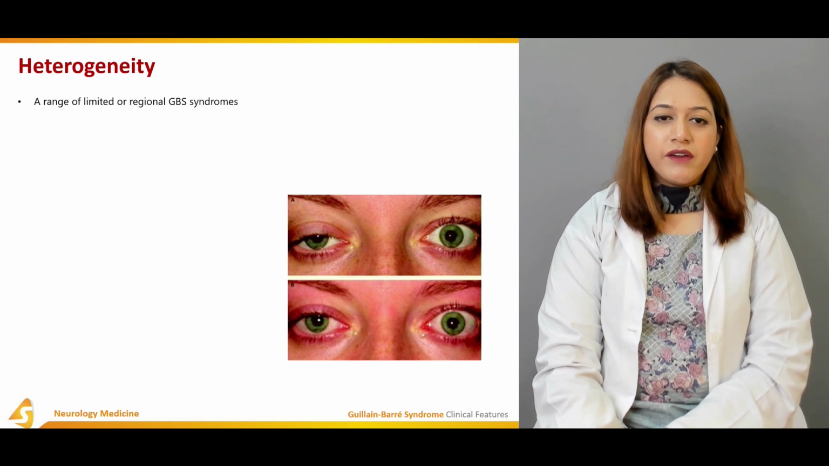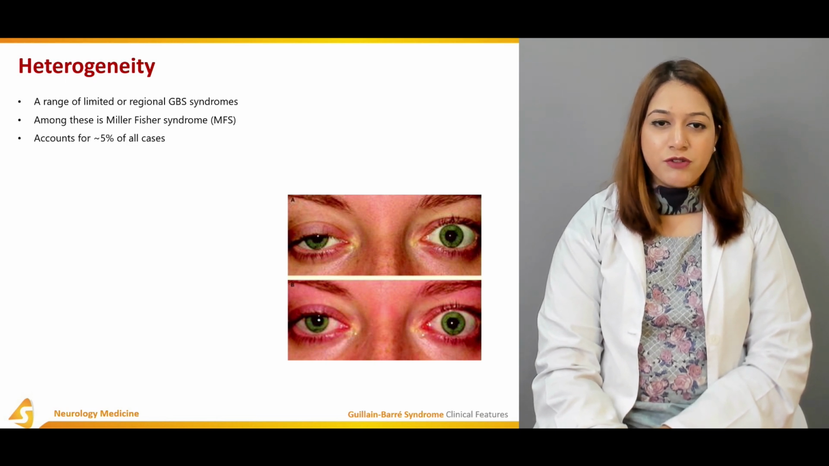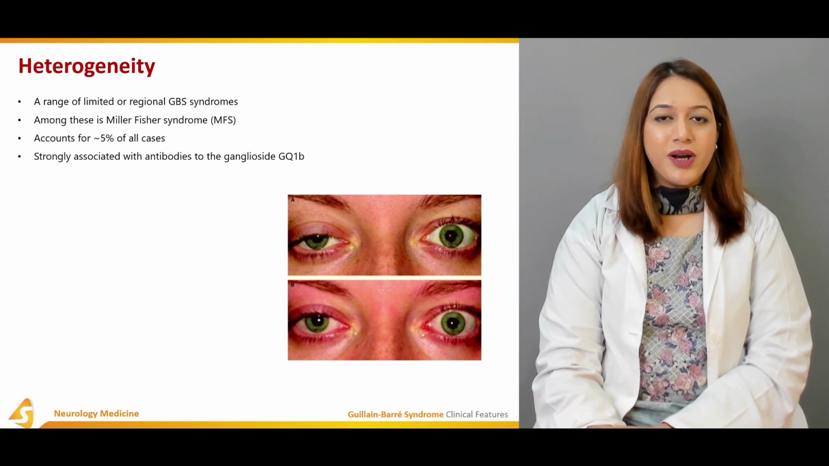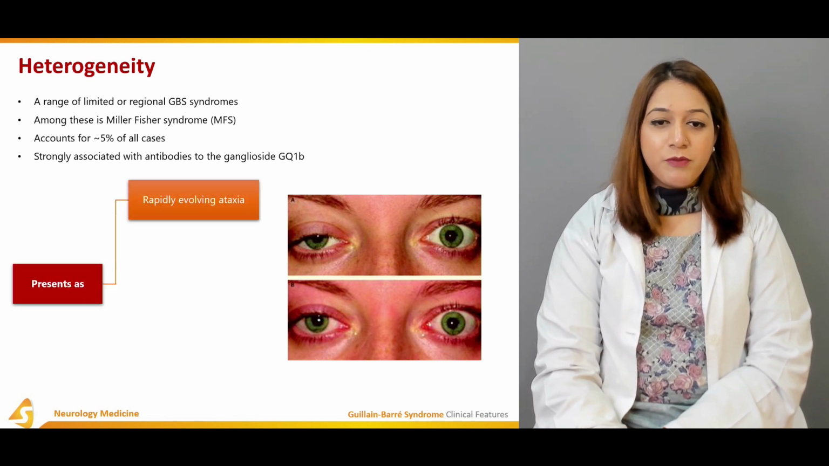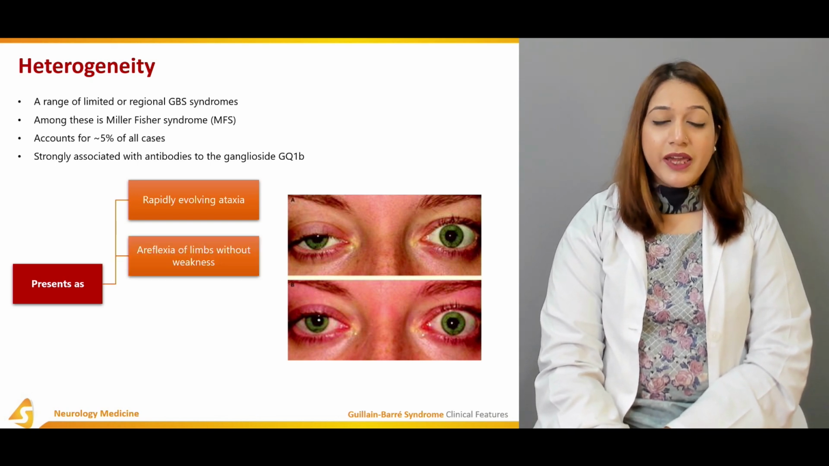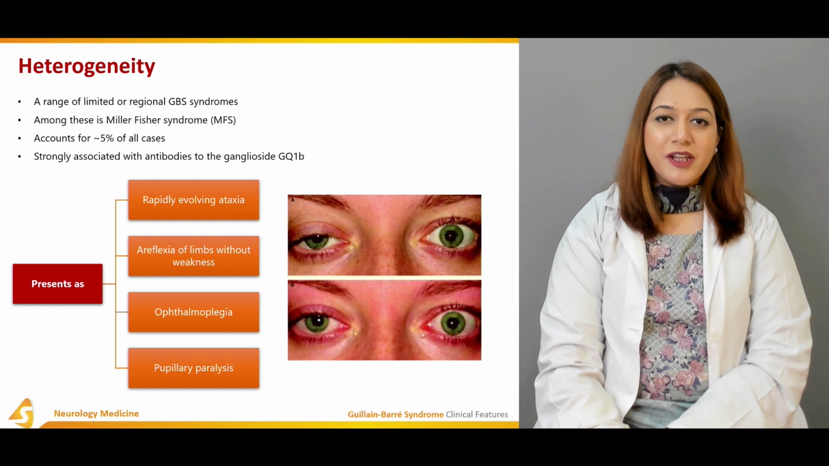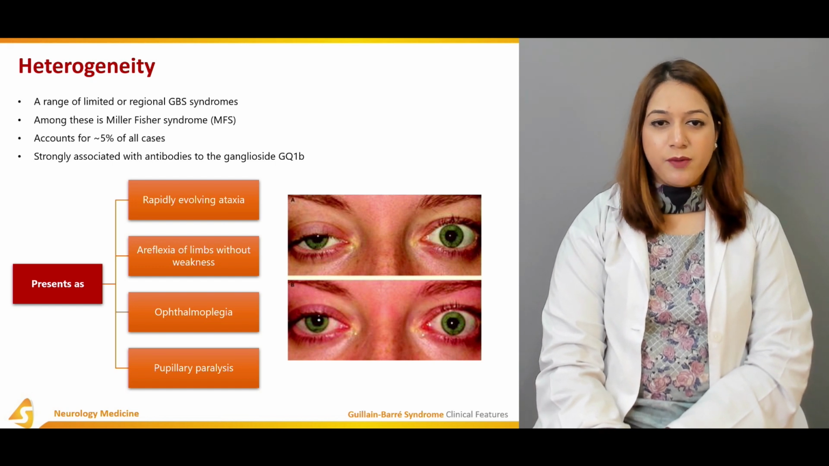So, a range of limited or regional GBS syndromes, out of which this is Miller-Fisher syndrome, which accounts for around 5% of all cases. It is strongly associated with antibodies to the ganglioside GQ1B. It presents as rapidly evolving ataxia, areflexia of limbs without weakness, and ophthalmoplegia, and there might be pupillary paralysis as well.